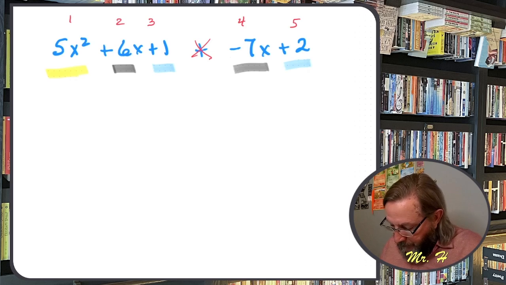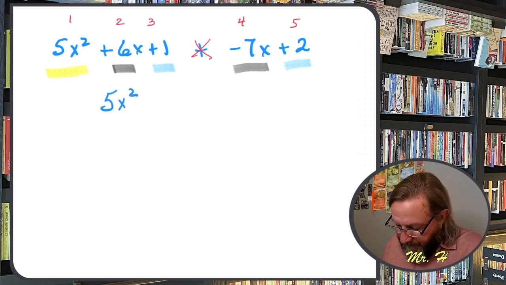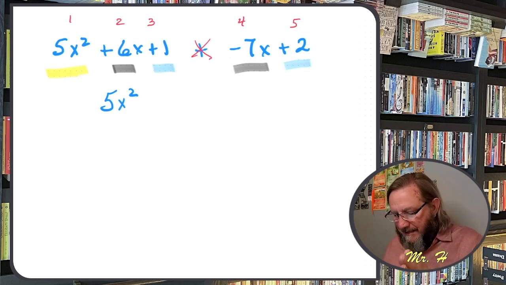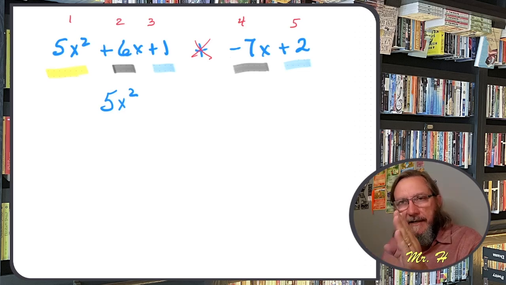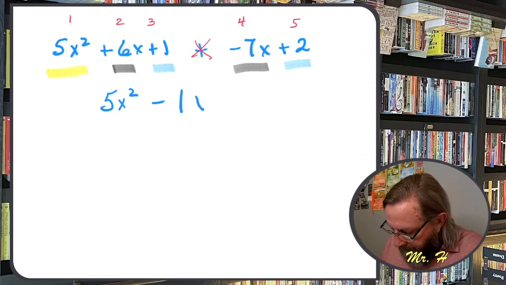So you probably could say this with me. The first term is going to be 5x squared. There's nothing to go with it, so it just remains the same. The x's are going to come next, and I've got 6x minus 7x, positive 6, negative 7. That's going to be a negative 1x. So it's going to be minus 1x.